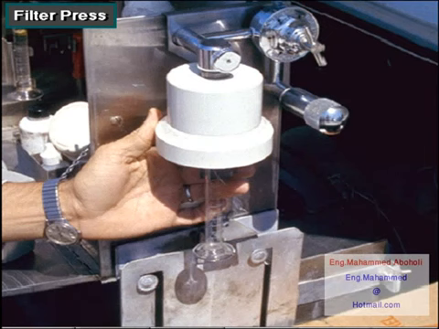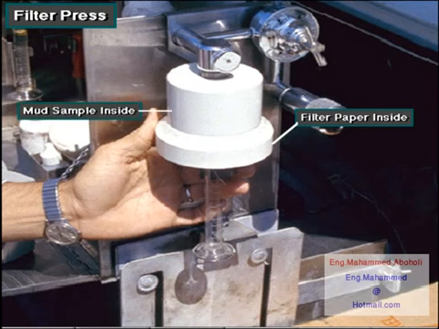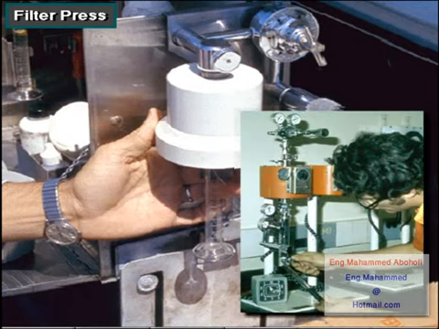This is a filter press. Inside the white container is a piece of porous paper called filter paper. Also inside the container is a mud sample. The mud engineer puts the mud sample under 100 pounds per square inch of pressure for 30 minutes.